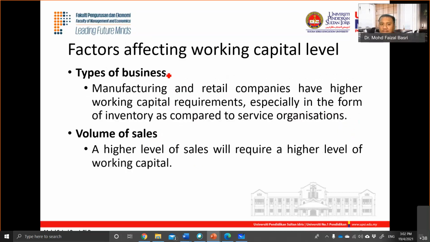Okay, what are the factors that can affect the working capital level, because some companies may have a different approach to managing their working capital as compared to the rest. So one of it is the types of business. Some businesses might have higher working capital requirements as compared to other types of industries. Okay, industries like manufacturing or retail usually have a higher working capital, because they are involved more with inventory, as compared to maybe financial services companies, for example.